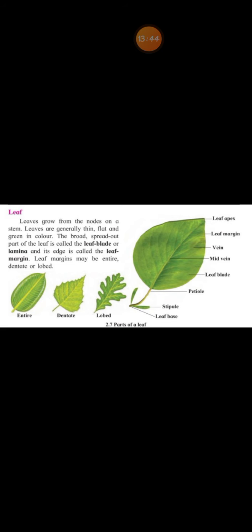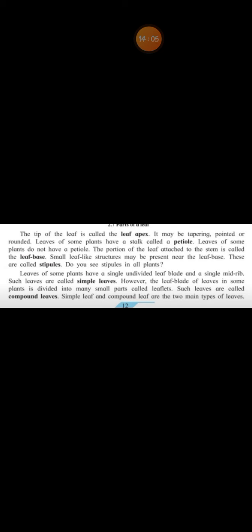See the parts of a leaf. See from the bottom: leaf base, stipule, petiole, leaf blade, mid vein because it is in the middle. Then veins, leaf margin and leaf apex. Okay. The tip of the leaf is called the leaf apex. It may be tapering, pointed or rounded.